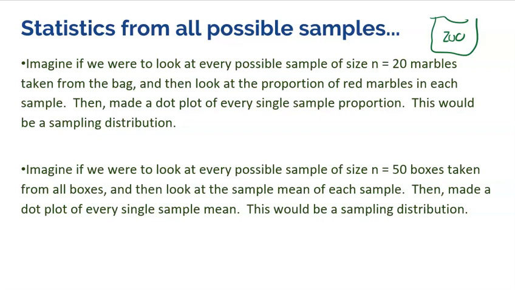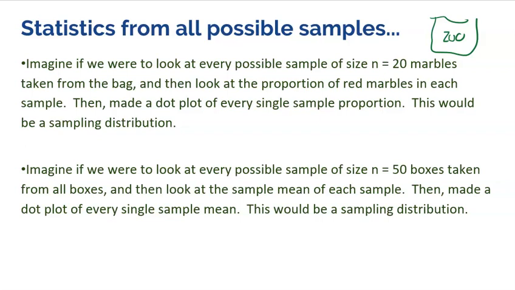I can actually use my calculator for this and do 200 choose 20. Believe it or not, you're going to be mind blown by this. How many different samples of size 20 could be taken from a bag of 200 is 1.6 times 10 to the 27. It's an enormous number, right? And even that's a small scale example.